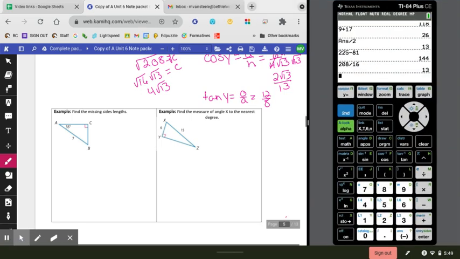Hello everyone, welcome back. I am continuing 6.7. Now you can see my calculator. So the first thing we need to do is make sure our calculator is in degrees.